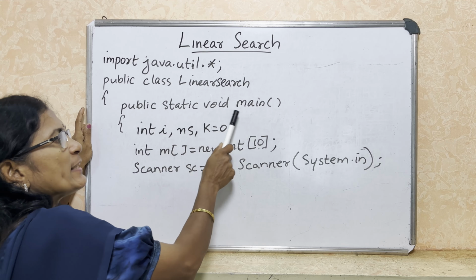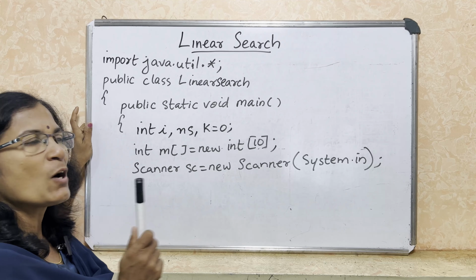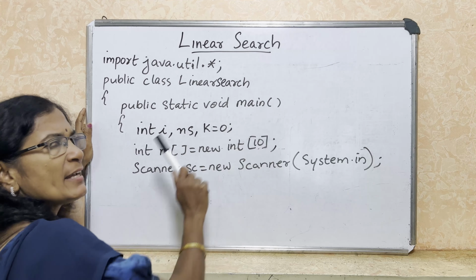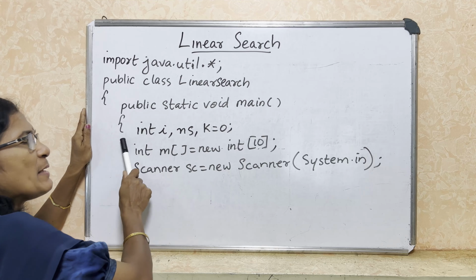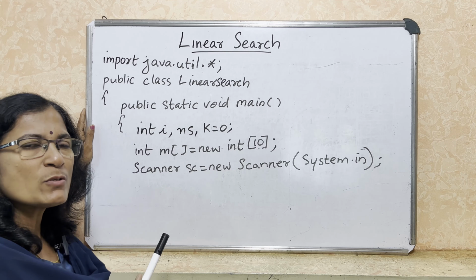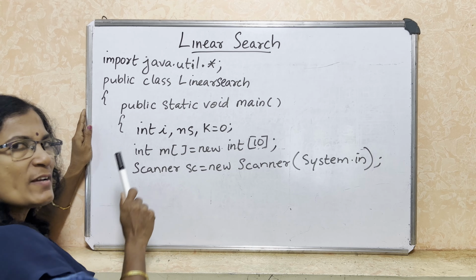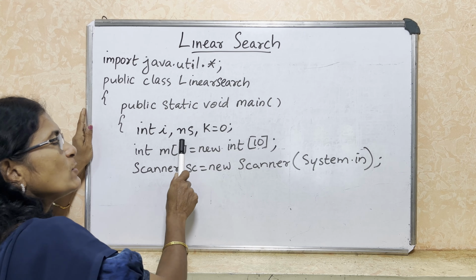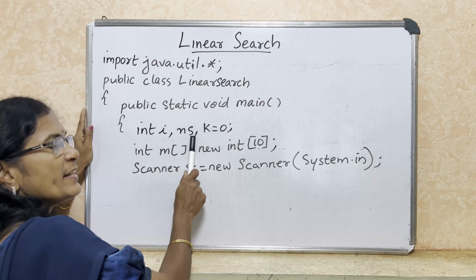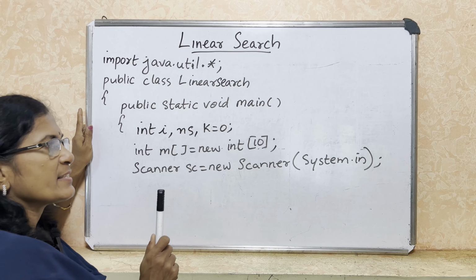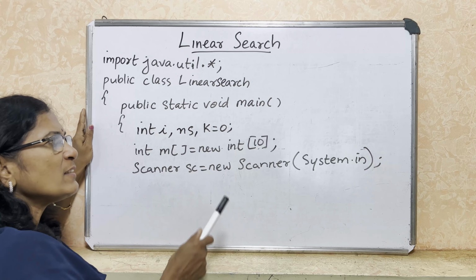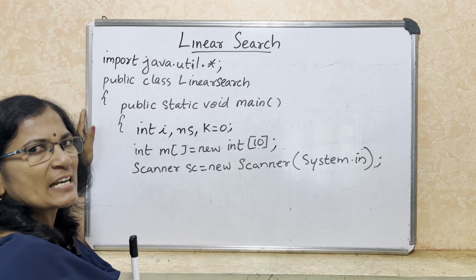Public static void main. You can use main without arguments or you can give any other method name. Body of the method is opened. As we have to use a loop to enter the data into the array, the loop index variable i is declared. And to store the search value, another variable named ns is declared, and the flag variable k is declared and initialized as 0.